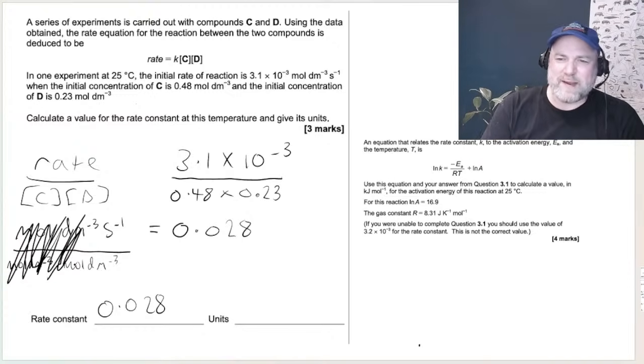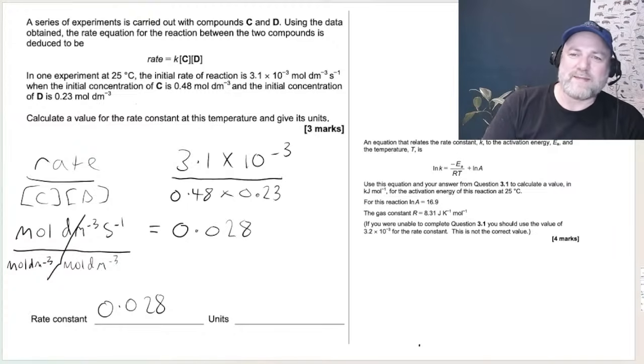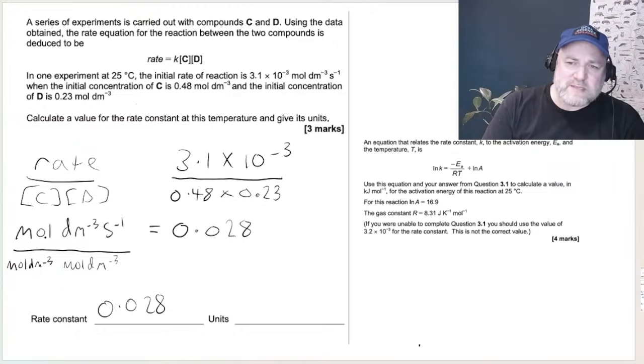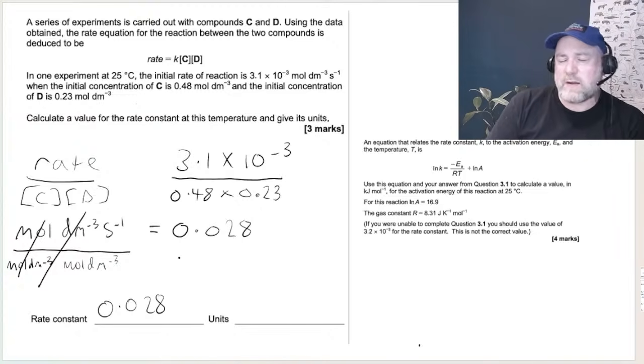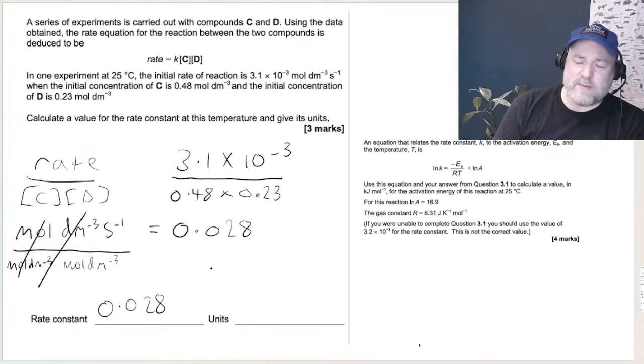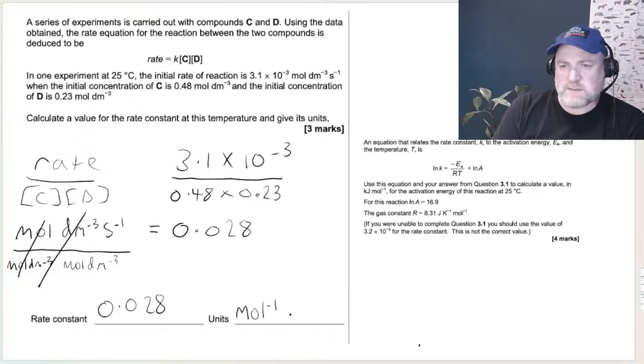Let's get rid of that. Let's cancel that out. You can add those together, but then you're going to cancel anyway. So you're going to end up with s to the minus 1 divided by mol dm minus 3 to the power of 2, or the other way around, s to the minus 1 divided by that, and then that's going to reverse it. So you're going to get mol to the minus 1, because you're dividing with a minus 1 there, and then dm to the 3, and then s to the minus 1. And there we go.